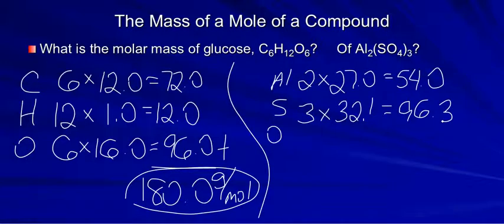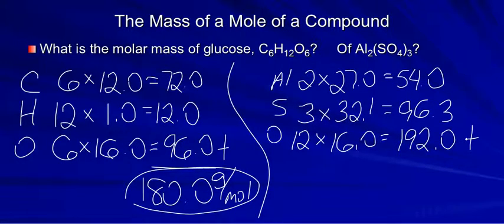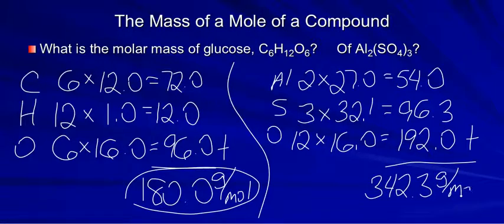And then oxygen, you multiply through the parentheses, so 12 oxygen times the molar mass, and add those together. So the molar mass of the compound aluminum sulfate is 342.3 grams per mole.